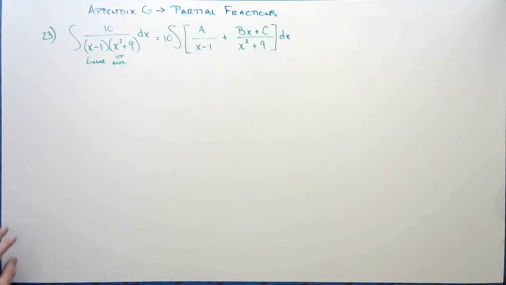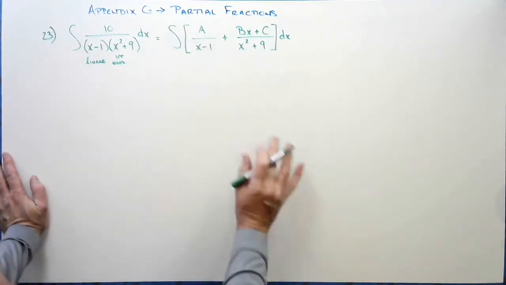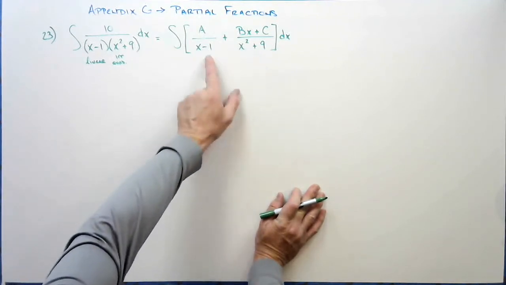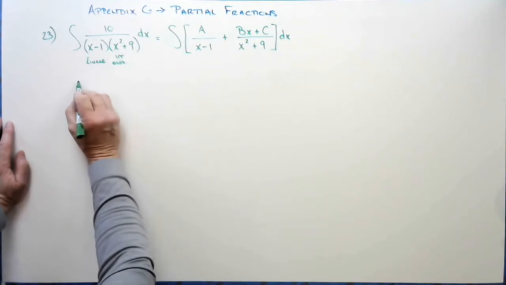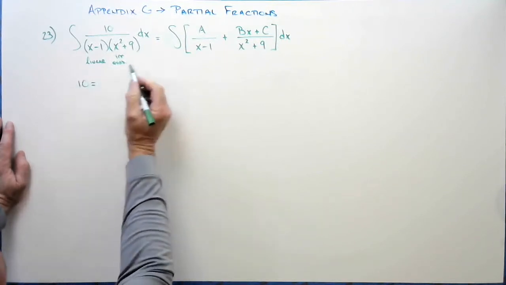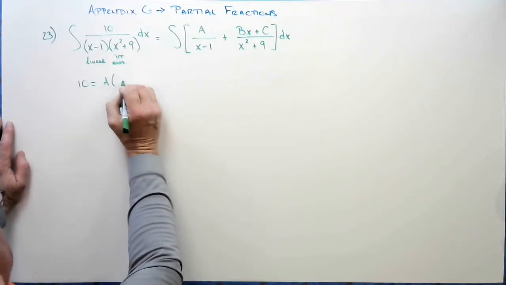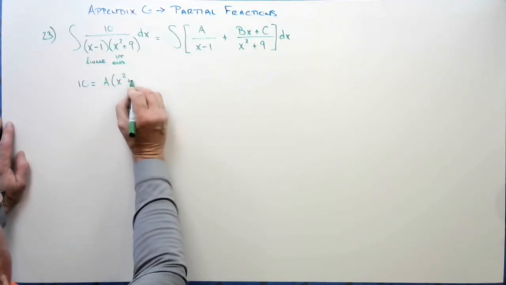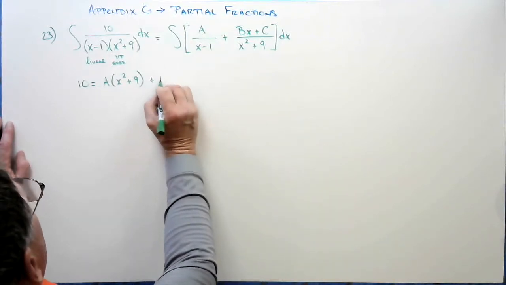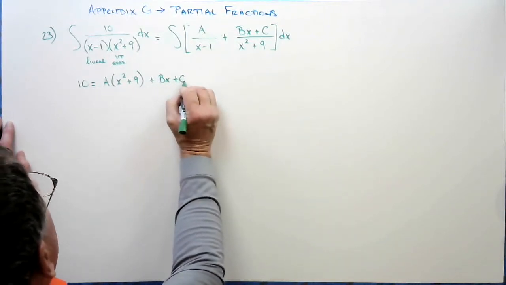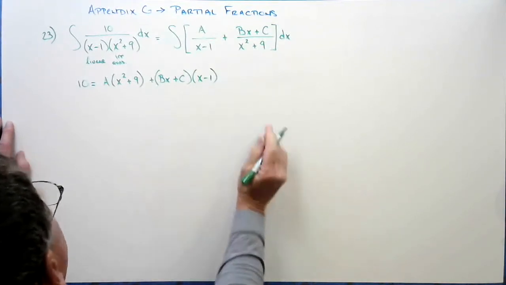All right. So looking at what we have here, I'm not really sure what I was thinking by putting this 10 here. That 10 doesn't go there. This is my partial fractions approach. 10 is going to be on my left-hand side. So our numerator over here is 10. Here, when we get a common denominator, remember our numerator is going to be A times x squared plus 9, plus Bx plus C times x minus 1.